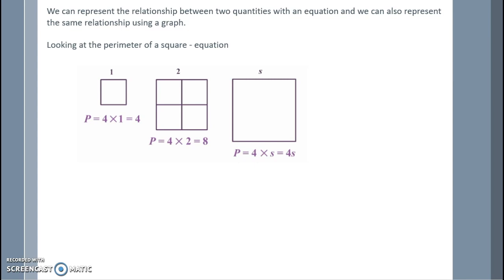We then can generalize that it doesn't matter what the length of one of our sides is. When we multiply it by 4, that will give us the perimeter. So the perimeter is 4 times s.